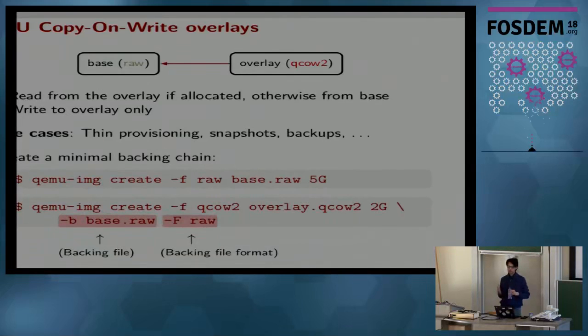So that is a potential CVE waiting to happen. Why? Because a malicious guest can write a header that looks like QCOW2 and can corrupt the image. So you don't want that to happen. That's why it is recommended to explicitly specify the backing file format and the backing file, of course, with those options.